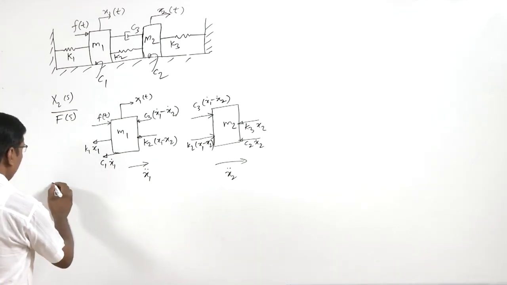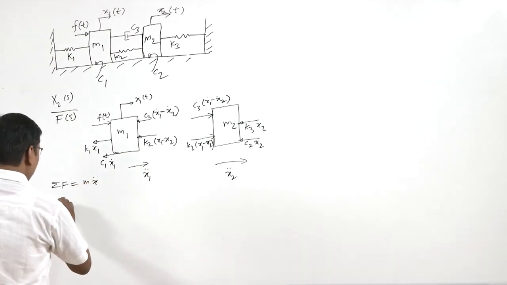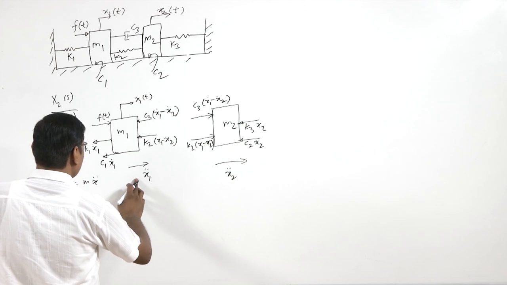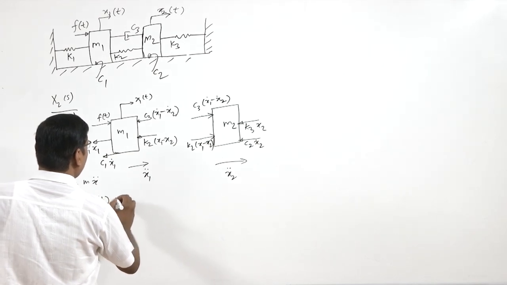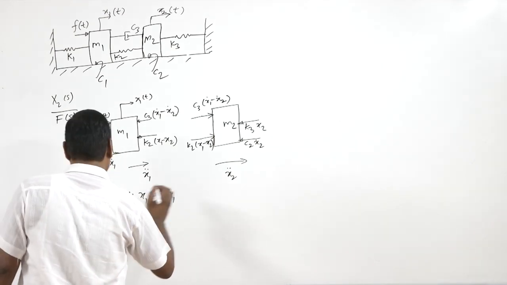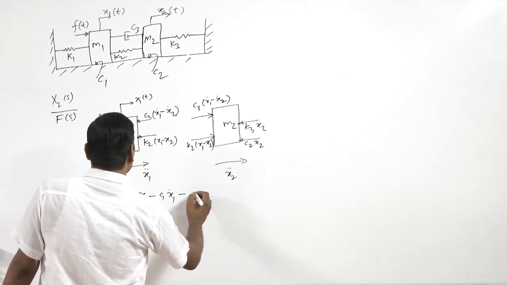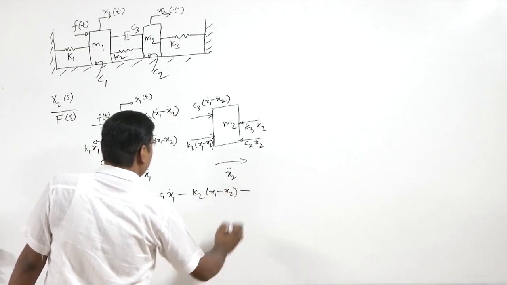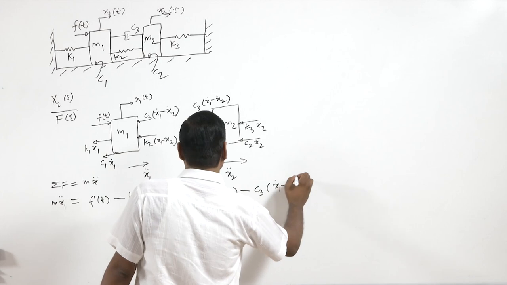Now we apply Newton's second law, sigma F equal to m x double dot, for this mass. So m1 x1 double dot equals the forces. The force in this direction is F(t), others are in the opposite direction. So F(t) minus K1 x1 minus C1 x1 dot minus K2 (x1 minus x2) minus C3 (X1 dot minus X2 dot).